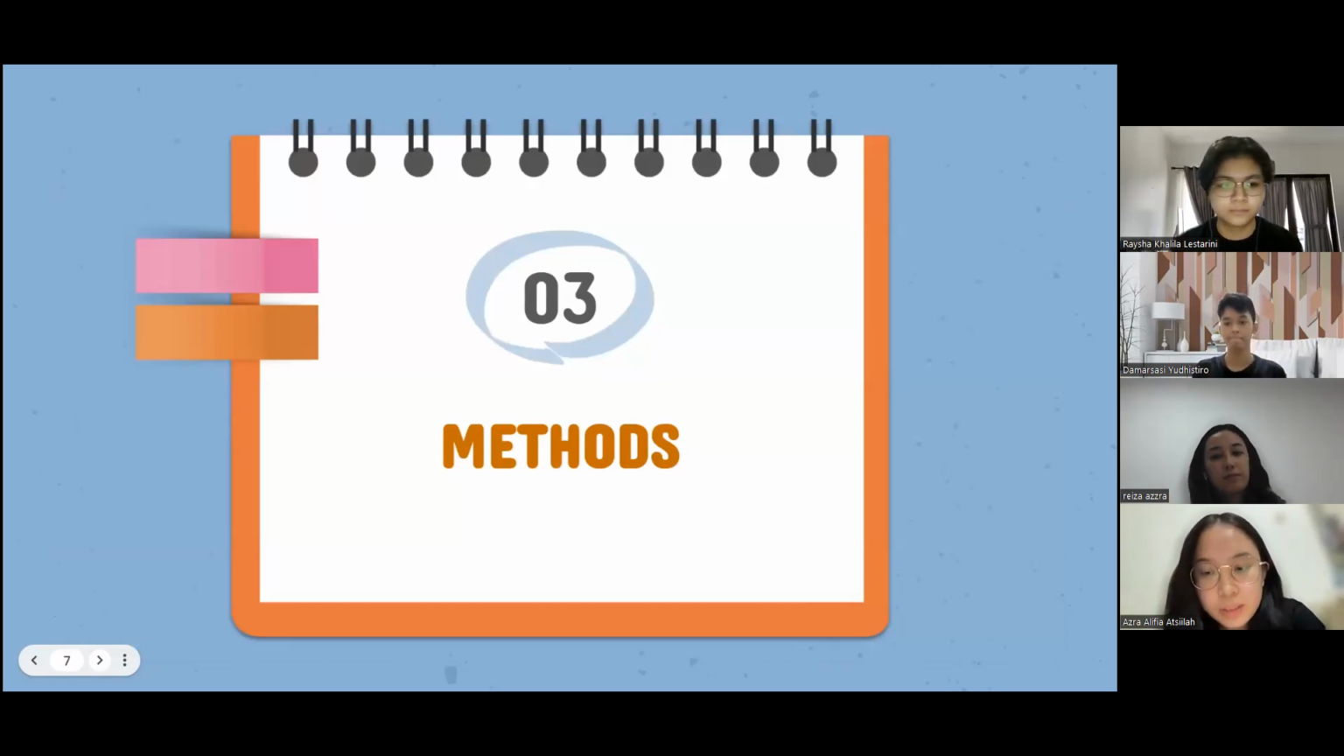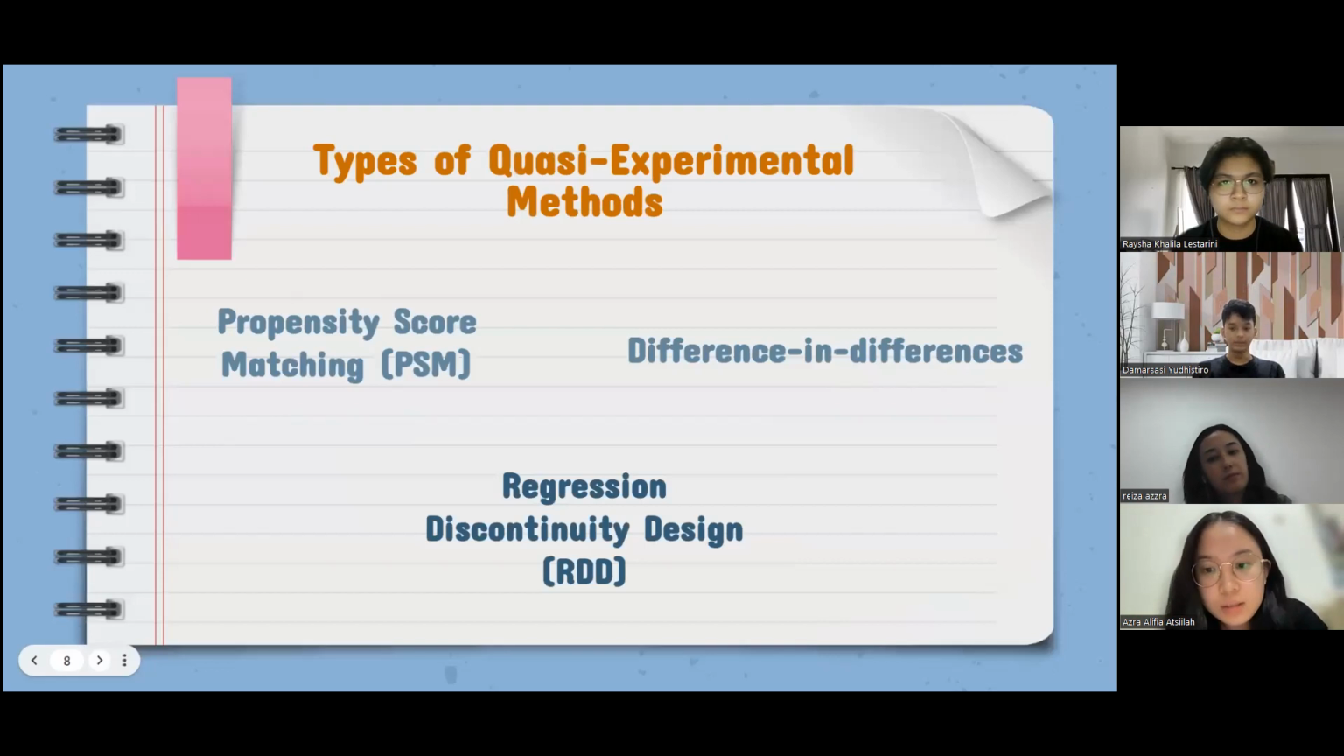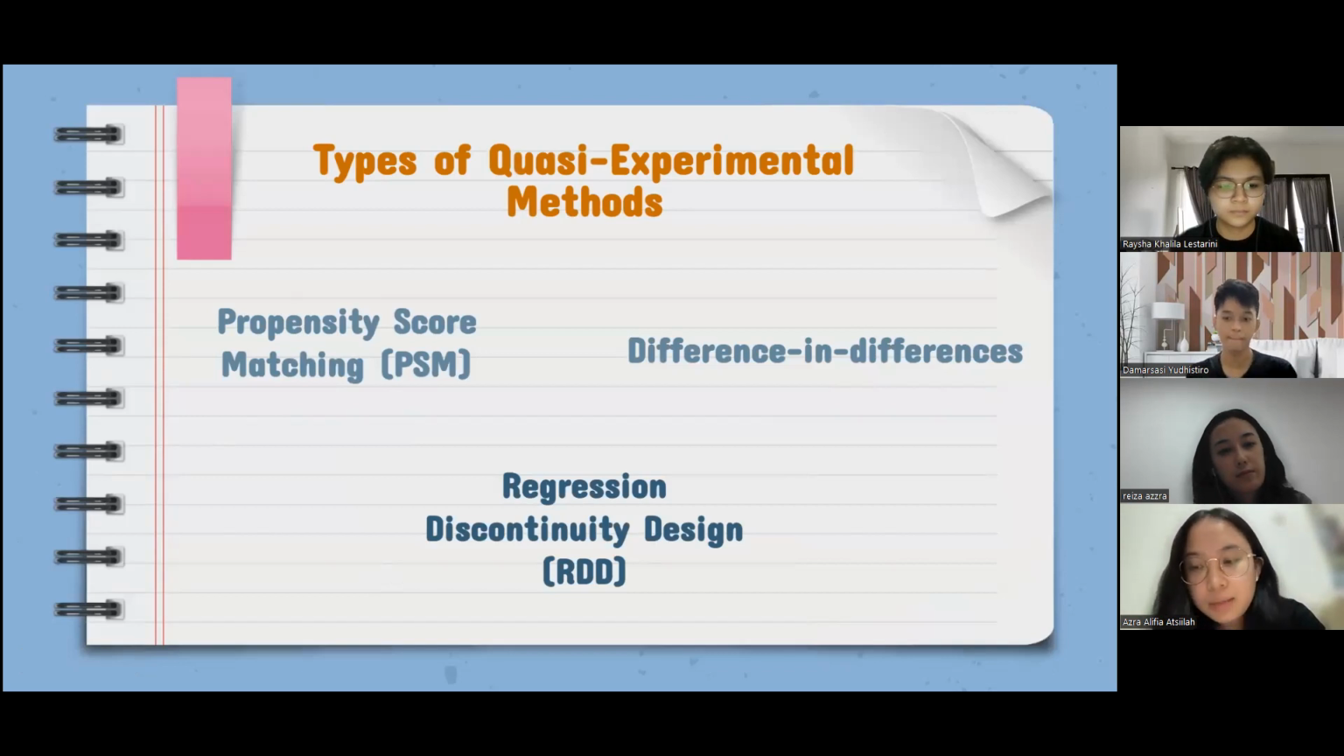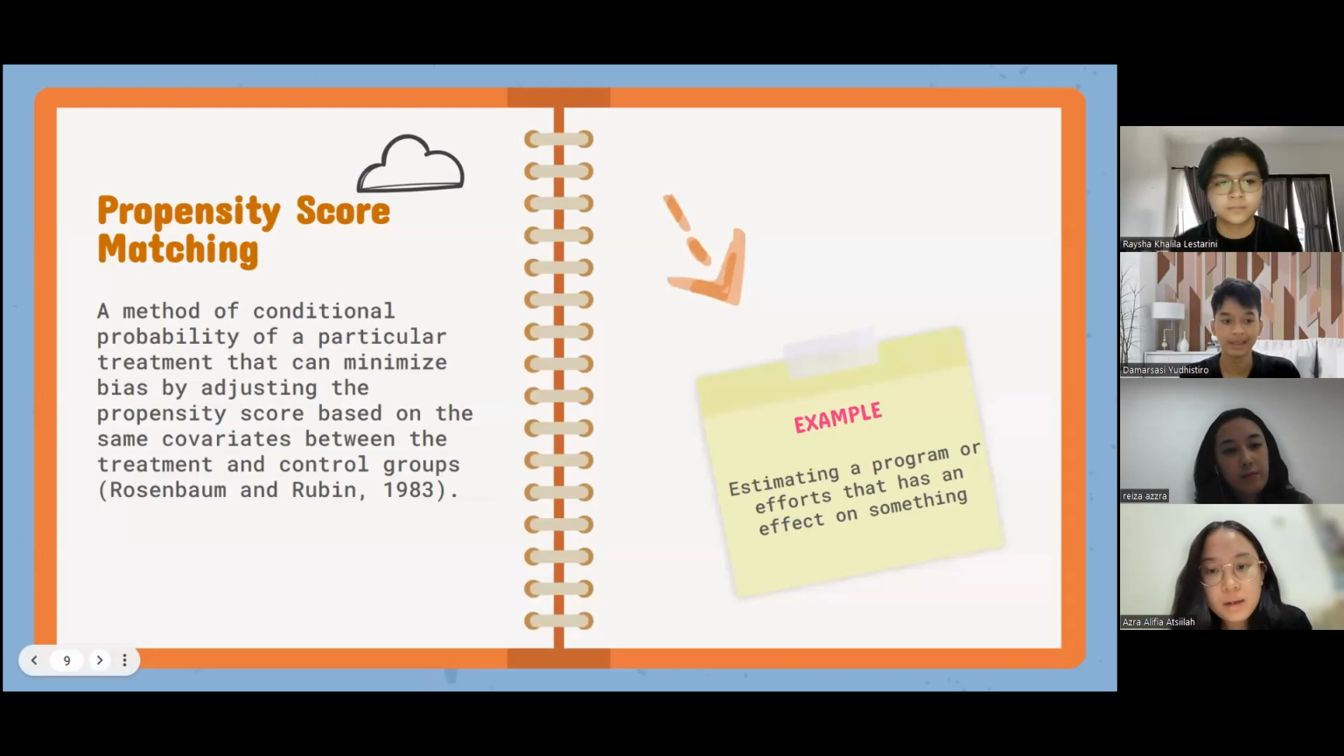Okay, and the next one is methods. There are 3 types of quasi-experimental methods. Next slide, please. Okay, the first one is propensity score matching.